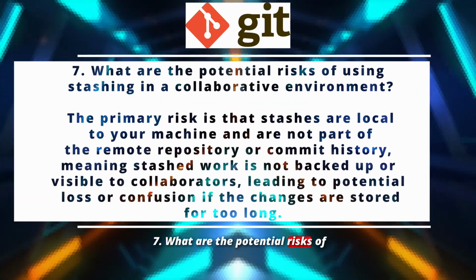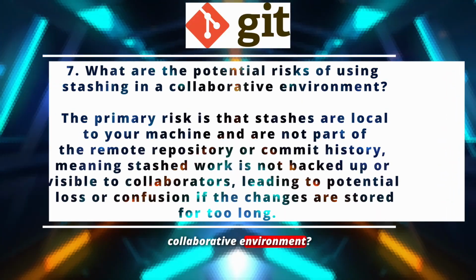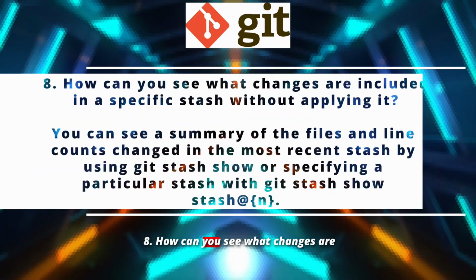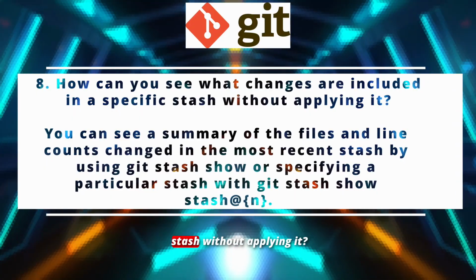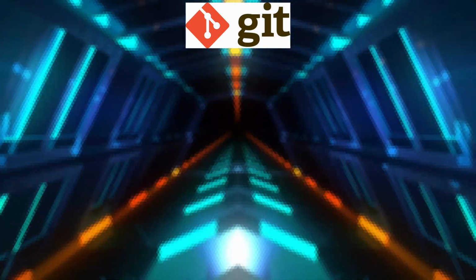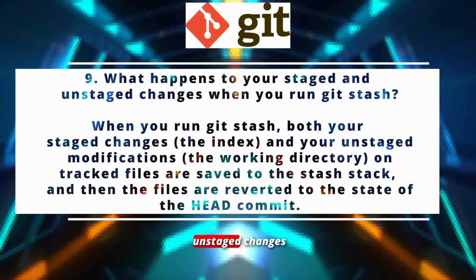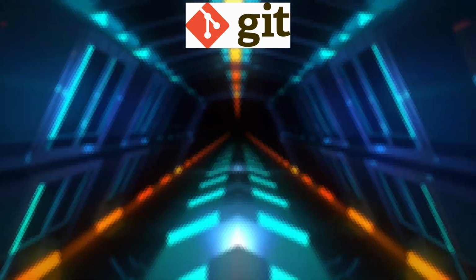7. What are the potential risks of using stashing in a collaborative environment? 8. How can you see what changes are included in a specific stash without applying it? 9. What happens to your staged and unstaged changes when you run Git stash?